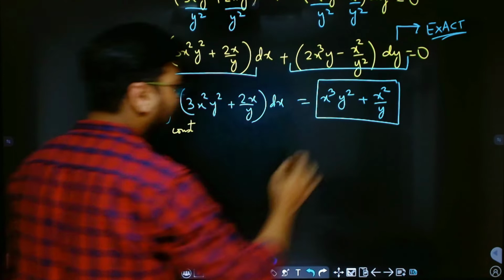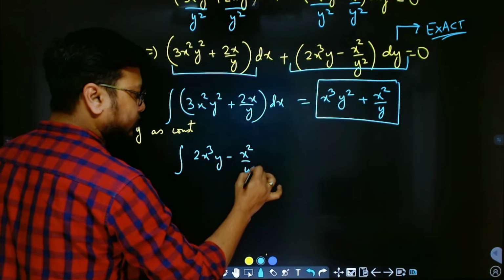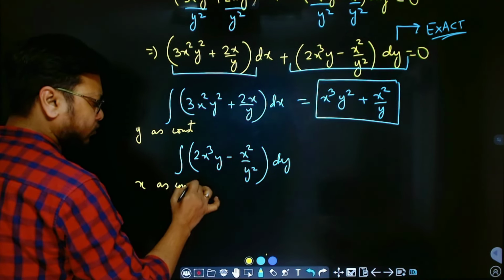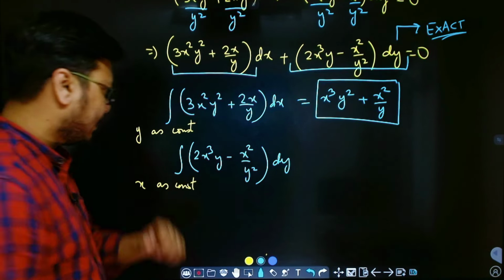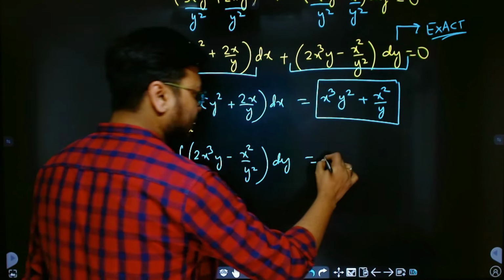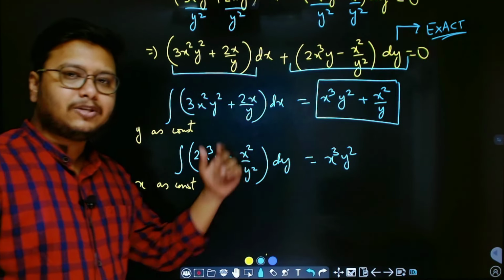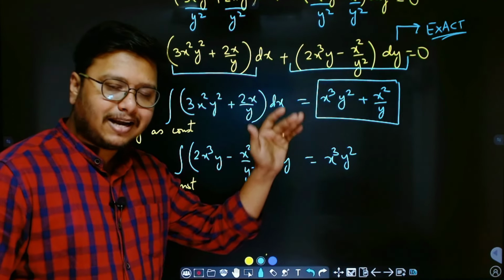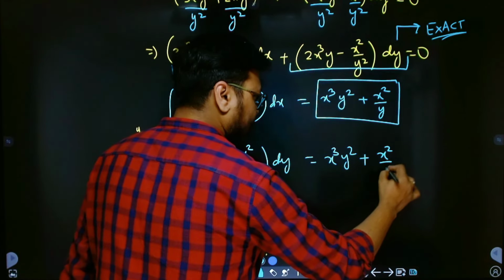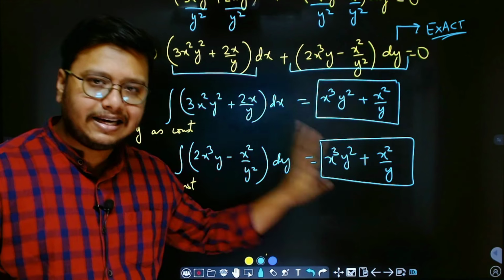Now I'm doing the second one. So second one is 2x cube y minus x square by y square dy, treating x as constant. If I do this integration, integration of y would be y square upon 2. 2 will get cancelled, so x cube y square. Integration of 1 by y square, that means y to the power minus 2, that's minus 1 by y. So minus minus will become plus x square by y. This is my second integration. I can see both the integrations are giving me completely same answer.